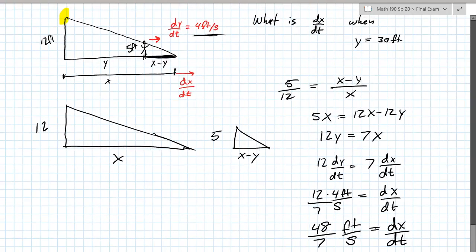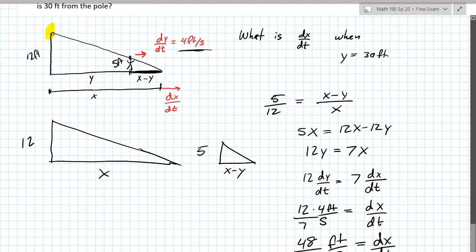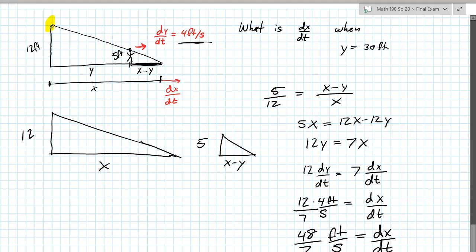The key to related rates problems is to get a good picture so that you can get an equation with the things that you have and the things that you need in it, in order to take the derivative and then solve for what you're looking for.